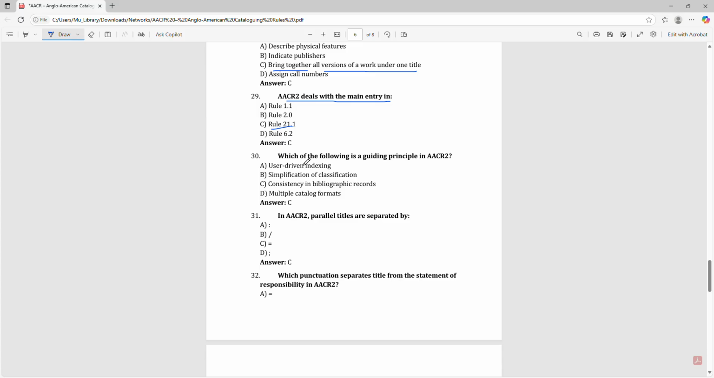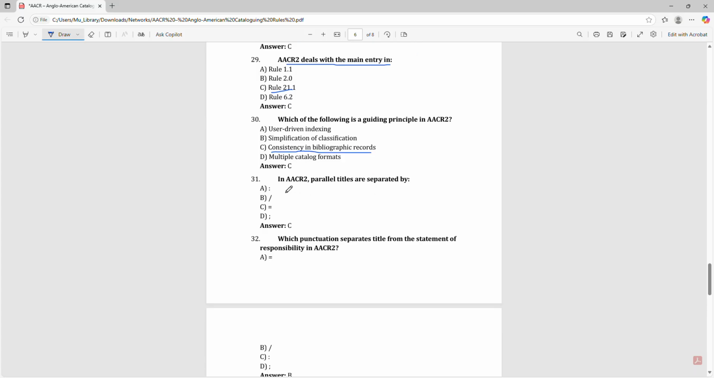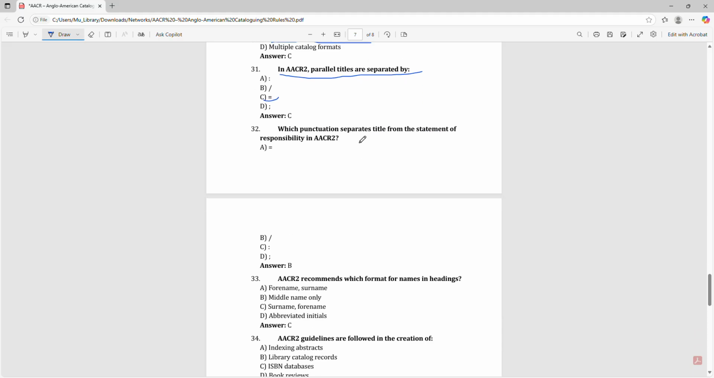Which of the following is a guiding principle in AACR 2? That is consistency in bibliographic record. In AACR 2, parallel titles are separated by an equals sign. Which punctuation separates the title from the statement of responsibility in AACR 2? That is slash.